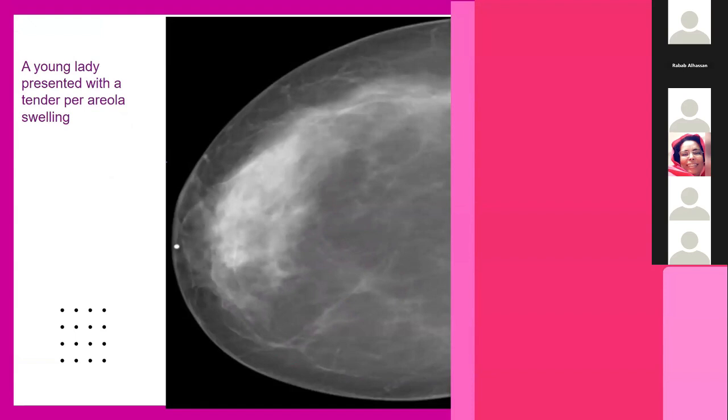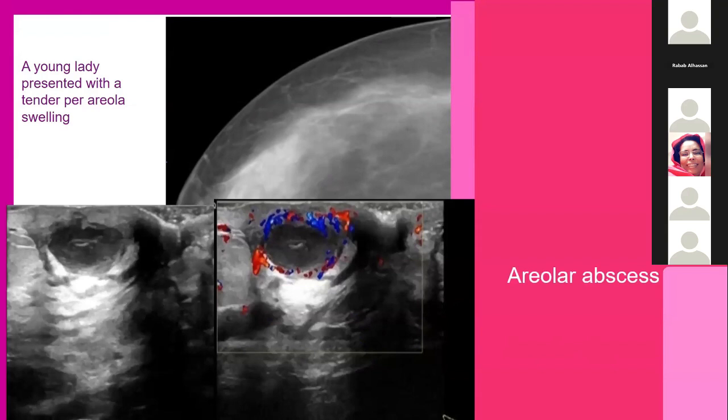This is a young lady presented with a tender periareolar swelling. She has breast swelling. We have to exclude breast cancer, but from her symptoms, we suspect more of an inflammatory process. Can you see that lump? Can you see it in this mammogram? Can I show it to you?